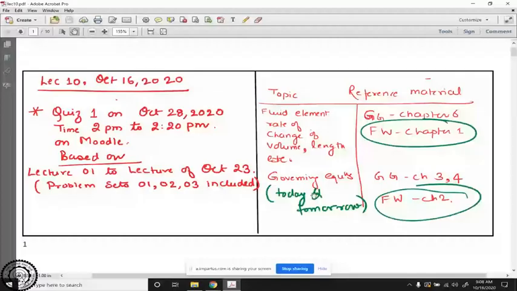So today, rest of the lecture, and tomorrow we will be dealing with this topic, governing equation of fluid motion in Eulerian description. And for that, again, I have reference here, chapter 2. You can go and have a look.